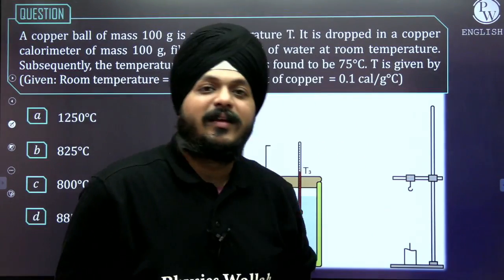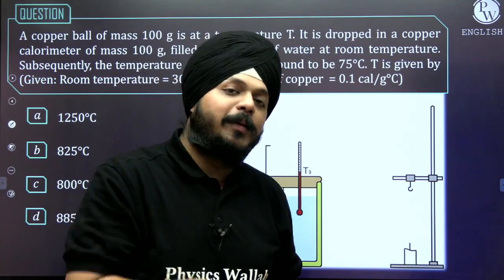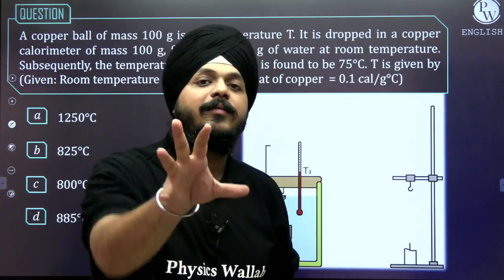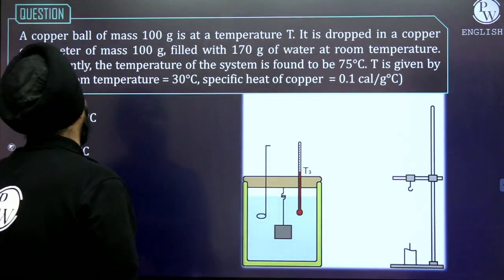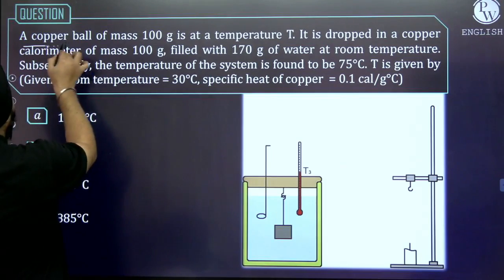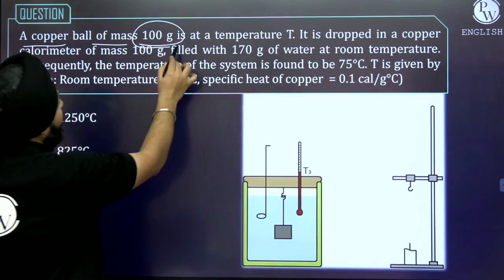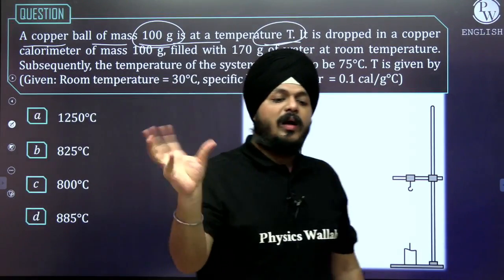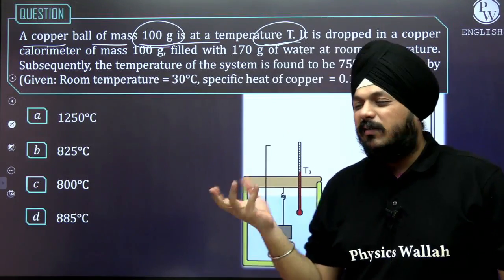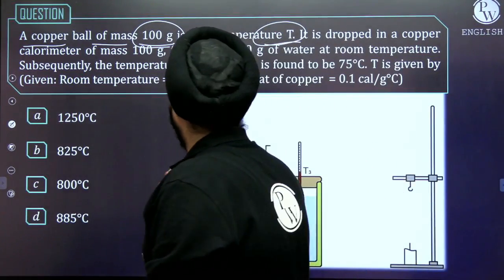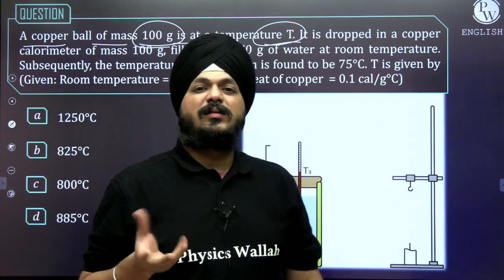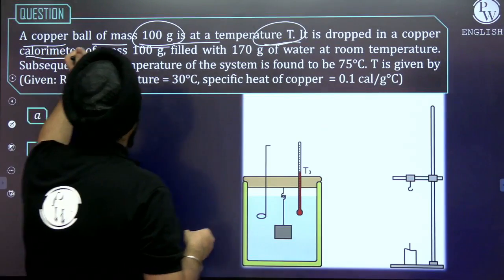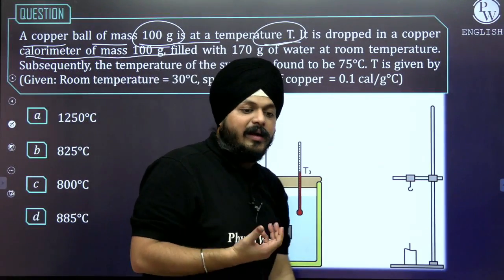First of all, let's see. I'll give you a minute to solve. We'll solve this here only, and then we'll see the concept. A copper ball of mass 100 g is at the temperature T. Now it is brought into a copper calorimeter of mass 100 gram.